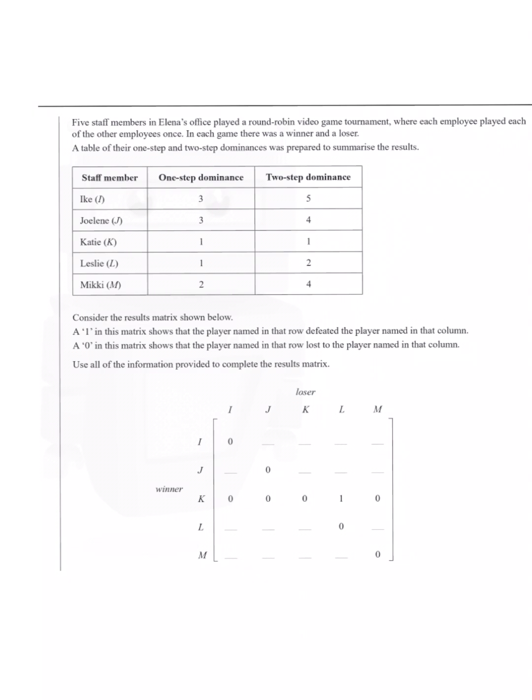Okay, this is the question. Sorry, I haven't actually had a chance to explain it properly to you guys. So if you're still confused with it, we'll do it now. With this question, essentially, there's a competition. We've got the one-step dominances, we've got the two-step dominances. And in this question, we're asked to make the one-step matrix, the results matrix. Just the one-step matrix.